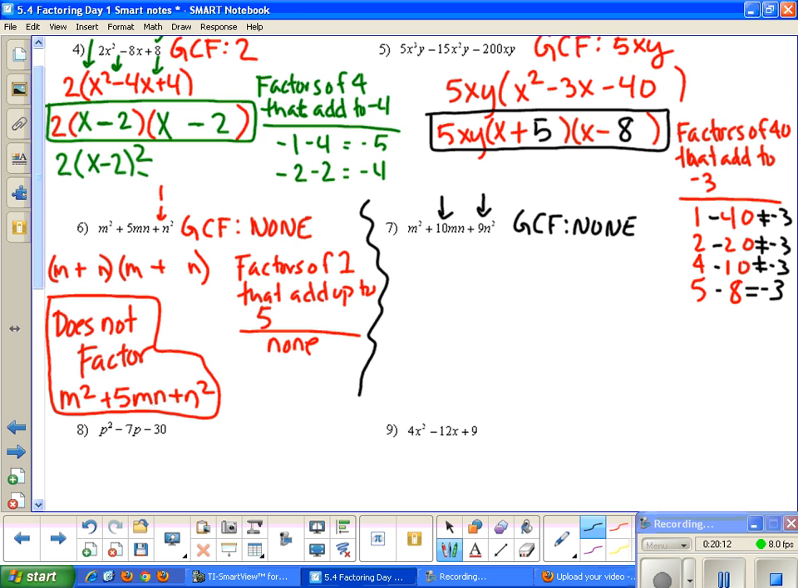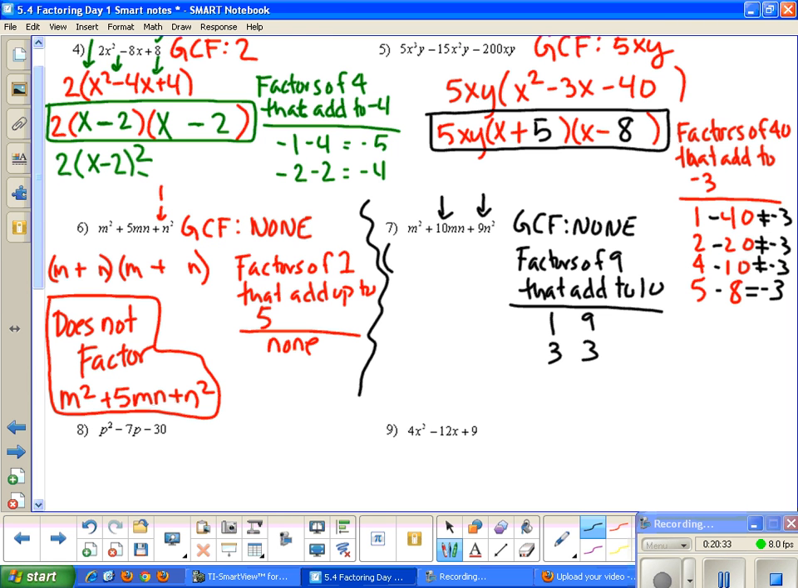So I want to find factors of 9 that add up to 10. So factors of 9 that add to 10. I know factors of 9 are 1 and 9, and then 3 and 3.